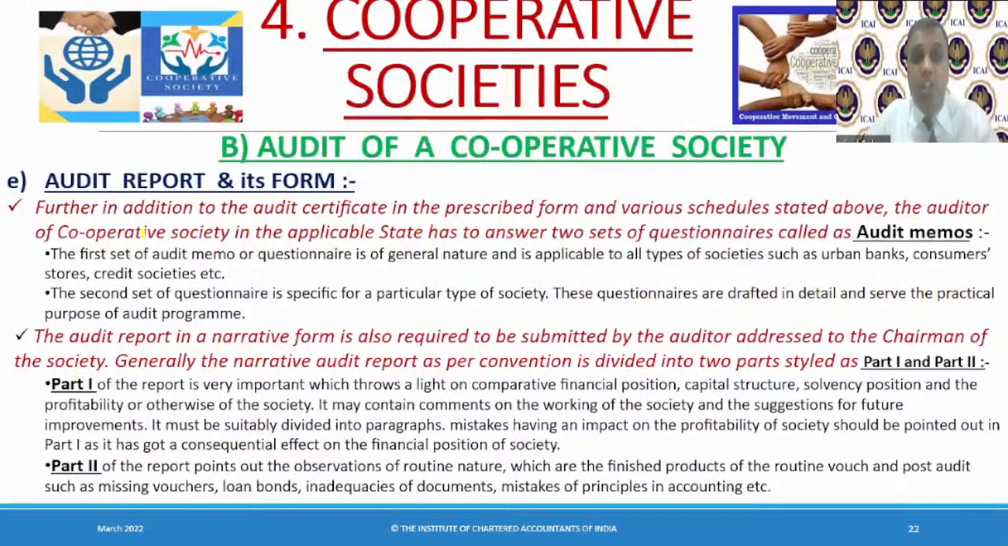Further, in addition to the audit certificate, the auditor of a cooperative society has to answer two sets of questionnaires known as audit memos. The first set of the audit memo or questionnaire is of a general nature. The second set is specific for a particular type of society. In the audit questionnaire form, the auditor has to narrate each and every observation, which is also given to the chairman of the society.